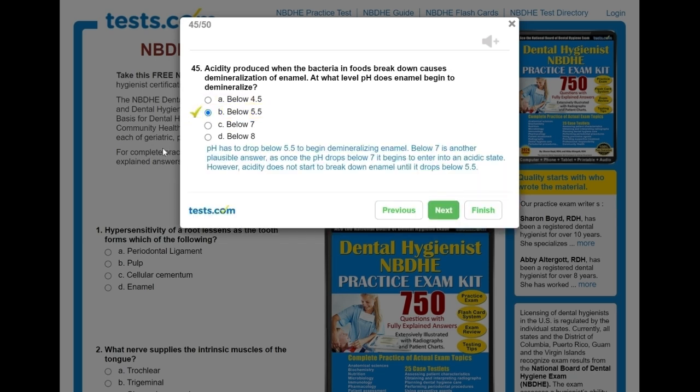B. Below 5.5. pH has to drop below 5.5 to begin demineralizing enamel. Below 7 is another plausible answer, as once the pH drops below 7, it begins to enter into an acidic state. However, acidity does not start to break down enamel until it drops below 5.5.